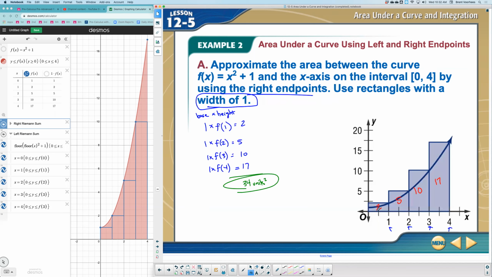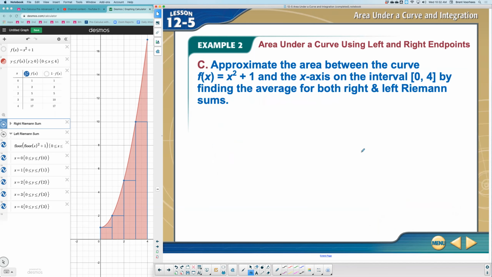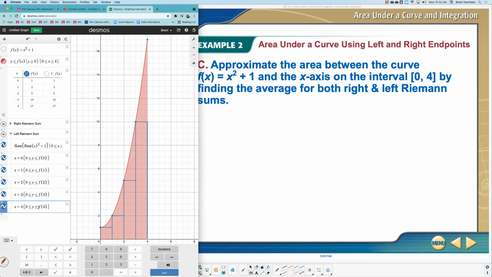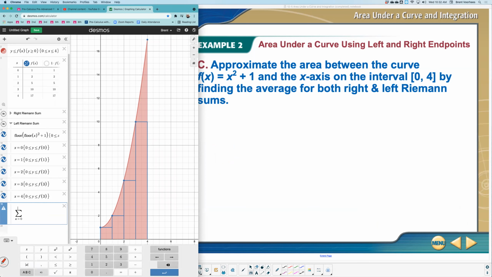This was an overestimate. Part C mentions that oftentimes people, to try to get more accurate, if they know the left Riemann sum and they know the right Riemann sum, they might just average these together. Let me type it in the calculator to show you. From 0 to 3, 1 times f of n. Notice we get an 18 this time.